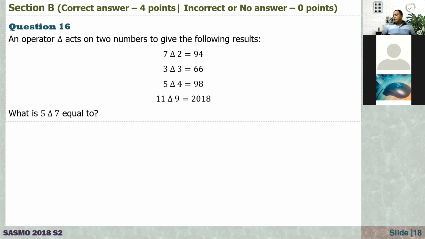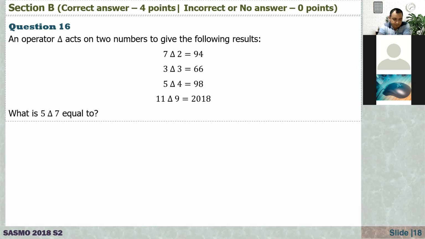Okay, Elmi, read the question. An operator triangle acts on two numbers to give the following result. 7 triangle 2 is equal to 94, 3 triangle 3 is 66, 5 triangle 4 is 98, 11 triangle 9 is 2018. What's 5 triangle 7 equal to?